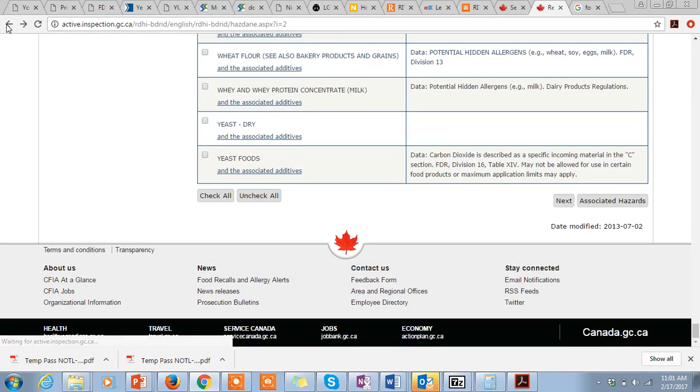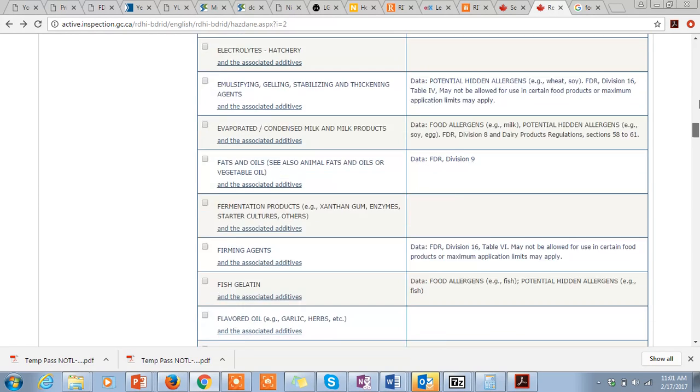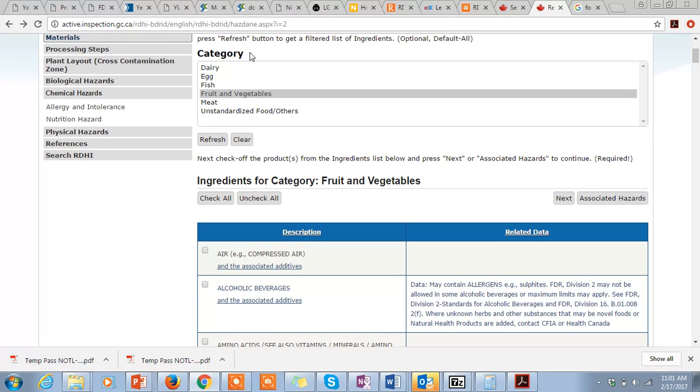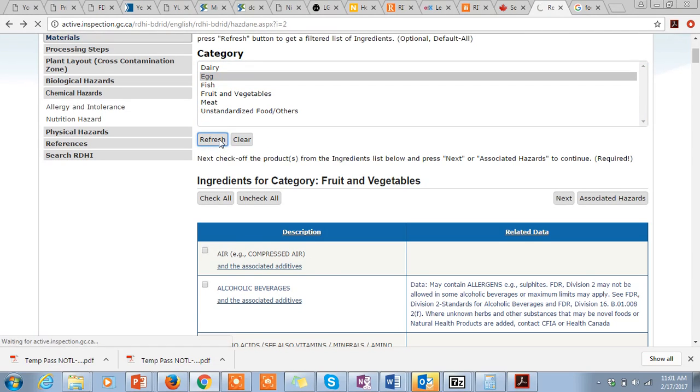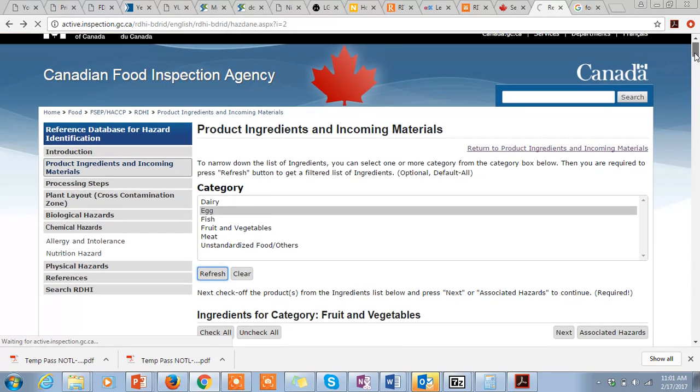Now, let's take a look at perhaps a higher hazard ingredient. So we're making banana muffins today. So let's find eggs. Eggs, as you know, can be a great source of pathogens if not handled properly. I wish the reference hazard database was a little bit faster. It is what it is.